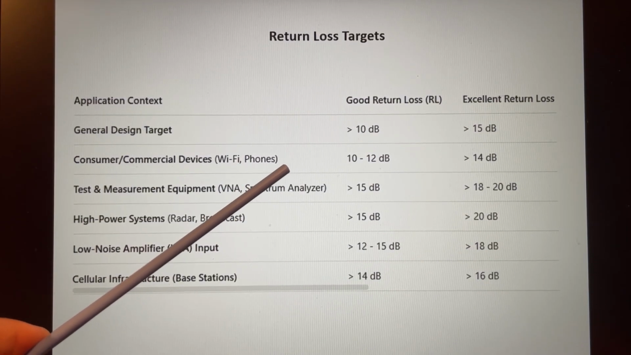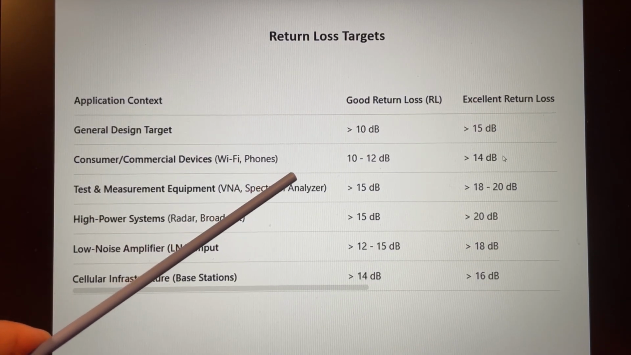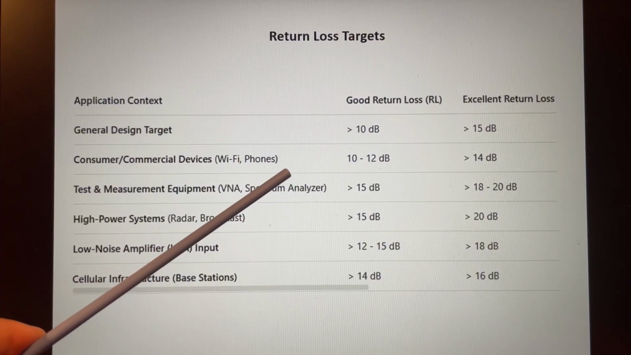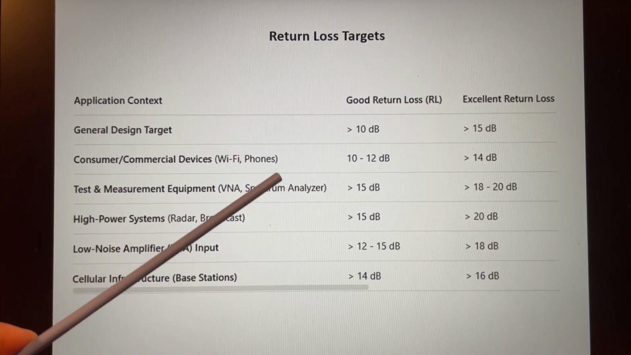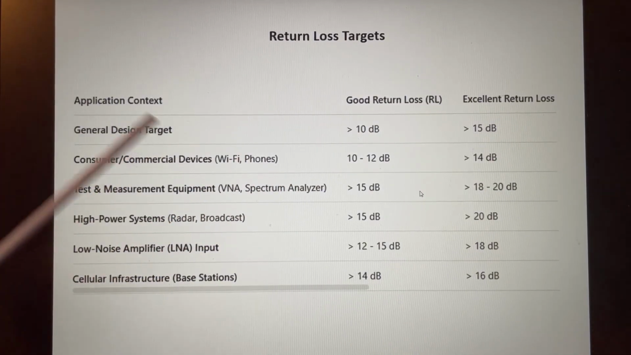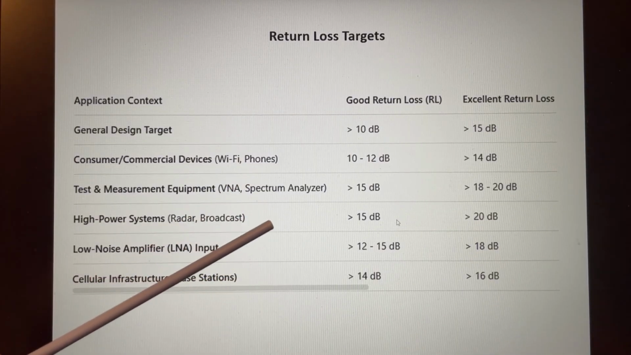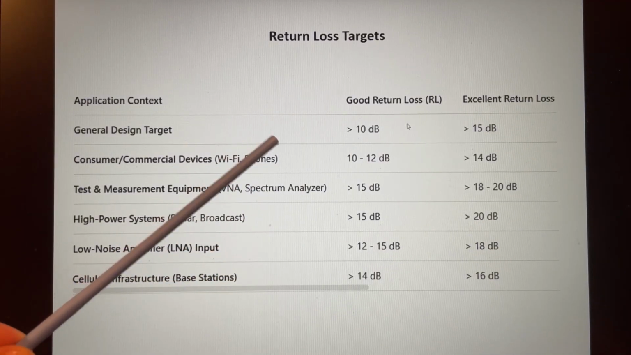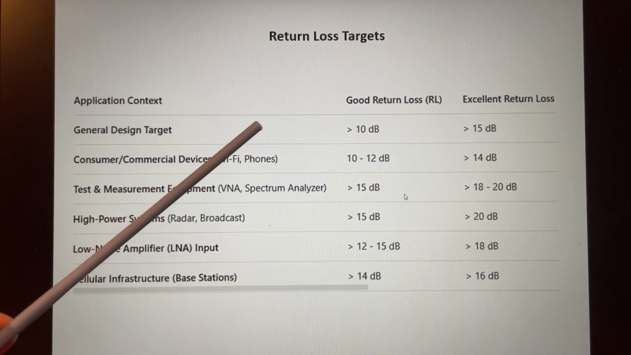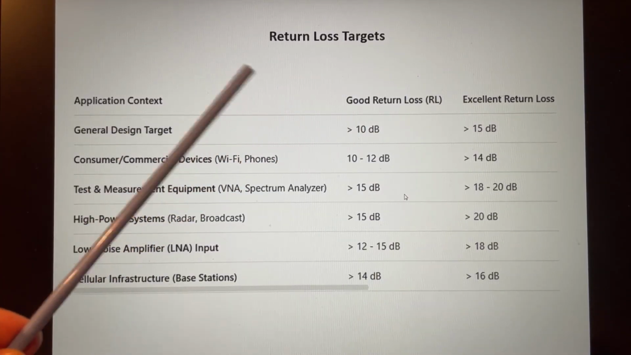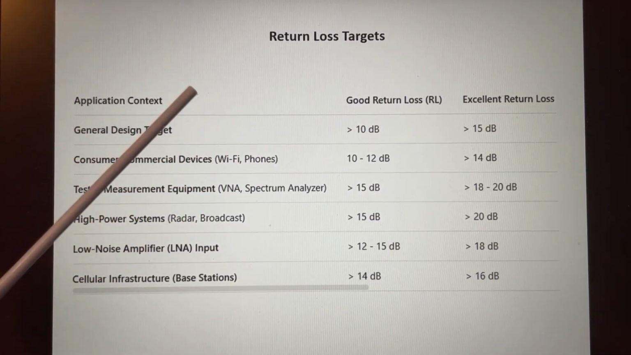So you can see that we were at a little more than minus 14 dB. So it's performing very well. Test equipment, 15 dB. This just gives you an idea of the benchmarks for return loss. And again, the lower the decibel level, the less return loss there will be.